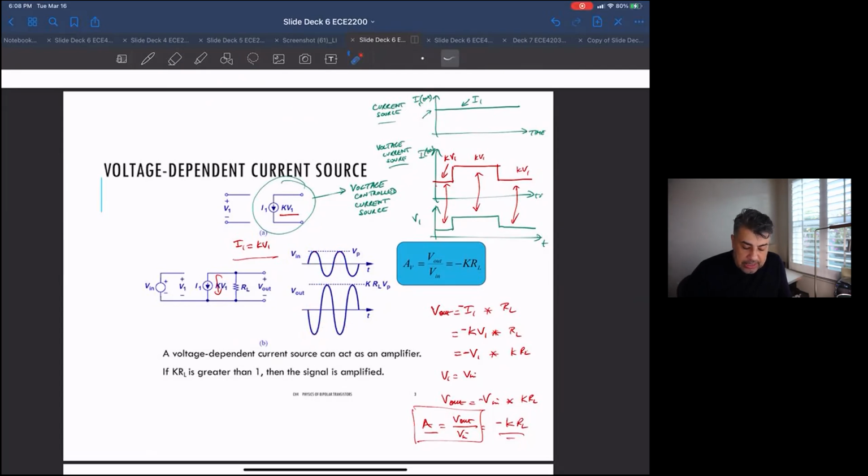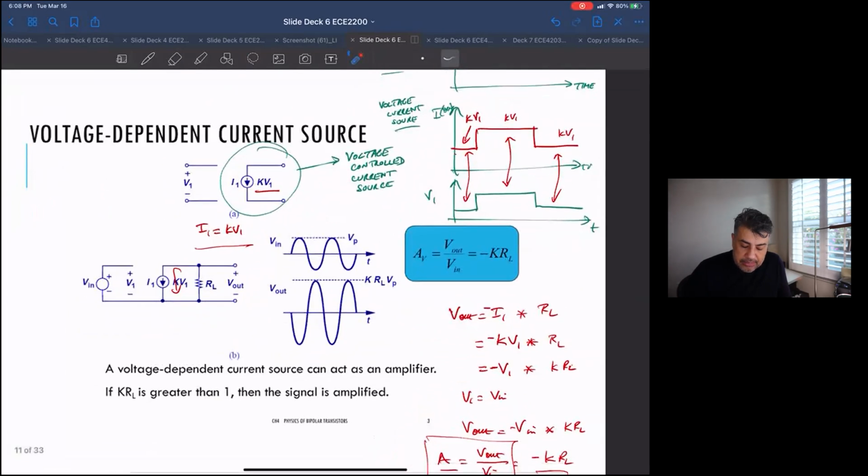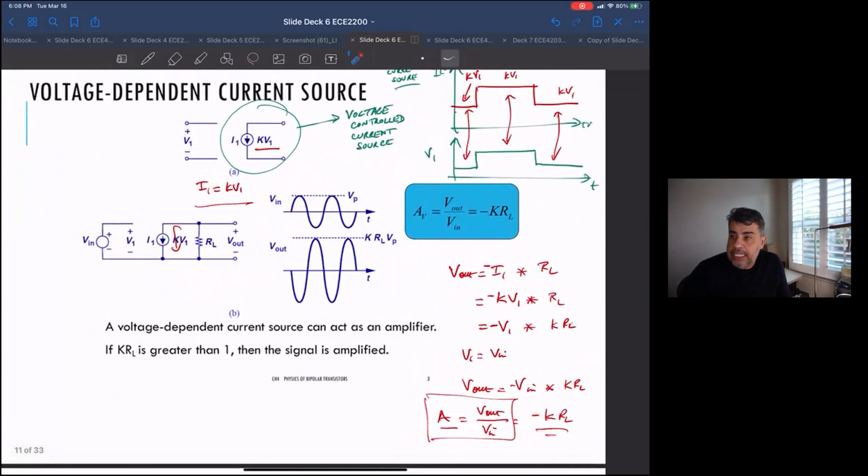Now, one of the things that's a little bit confusing about this early on is that a lot of times this is a negative gain. Negative gain doesn't mean attenuation. It just means the sign of the output is inverted with respect to the input. It's just the way circuits usually work out. Typically you end up getting negative gain, but in most cases it doesn't matter, as we'll see.